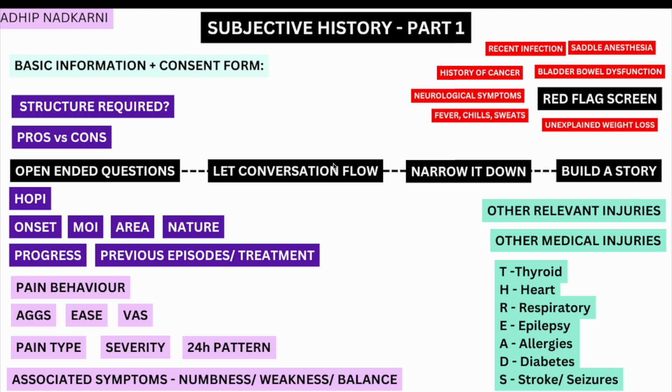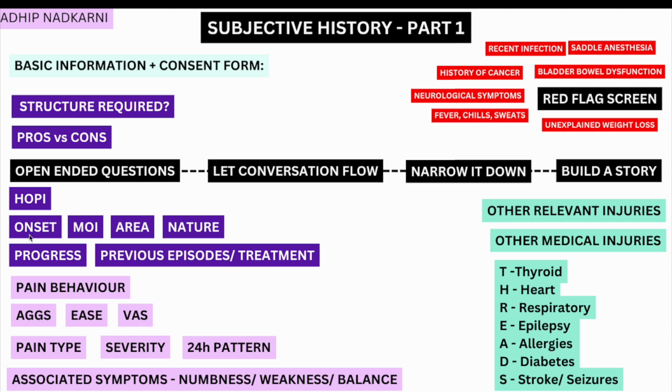Now, along this continuum that occurs, where you start with open-ended question and end with a nice story which explains everything, there is this mid portion which really is, I think, the most important part of the assessment. That is letting the conversation flow and narrowing things down. And this can be done with very specific questions that come under your history of present illness and pain behavior.